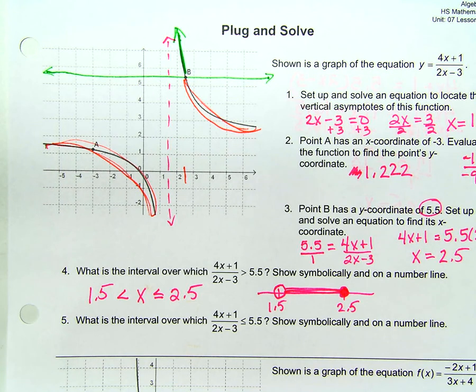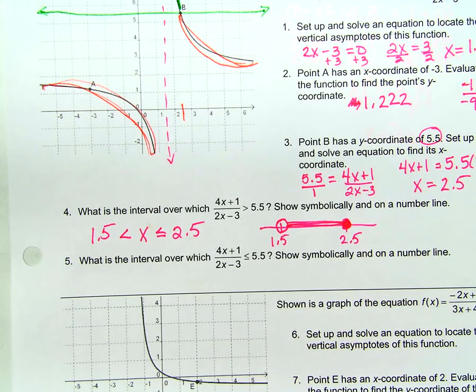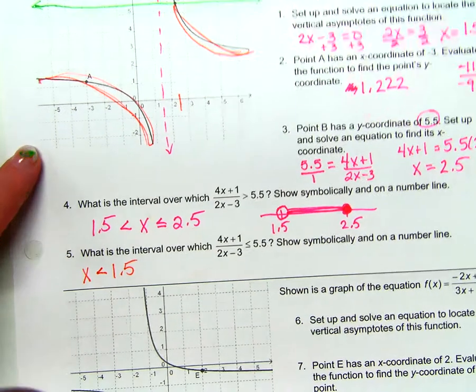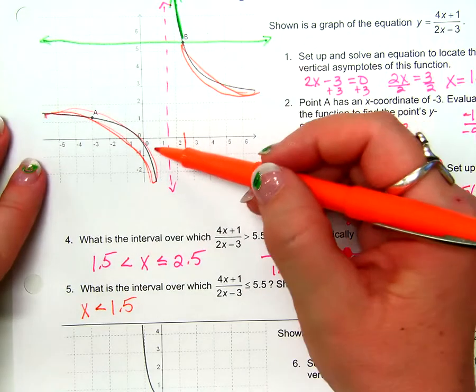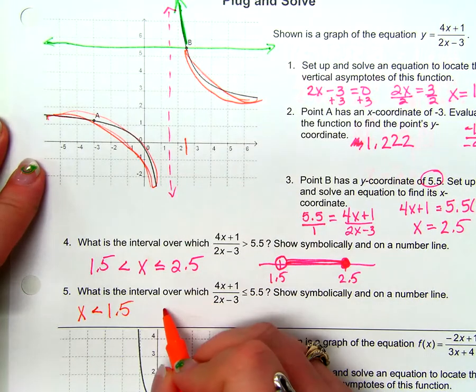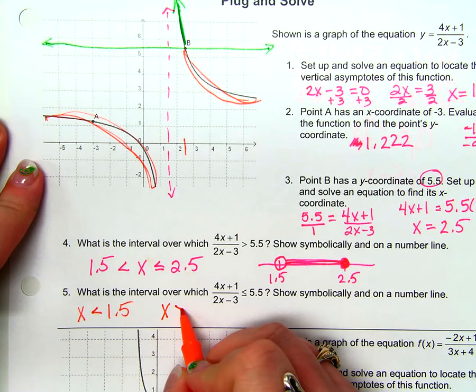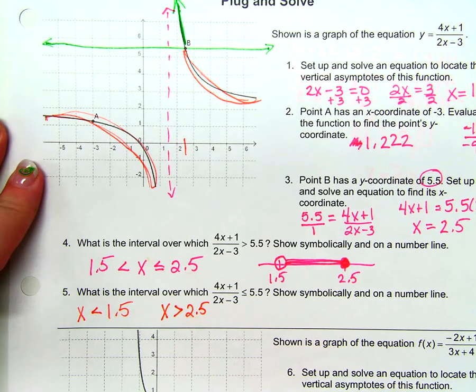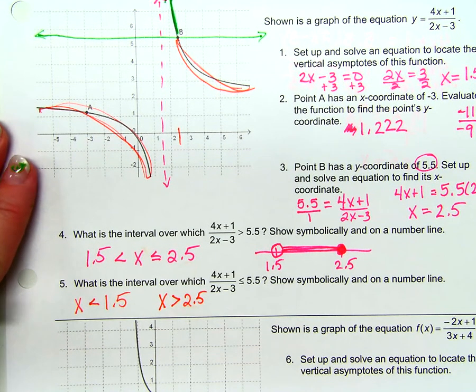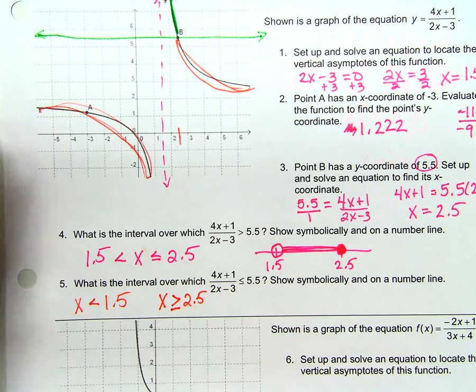Okay? So, this time my answer is going to look like everything less than 1.5. It's still less than because it still can't get to that asymptote, right? But it's all this part over here. And everything greater than 2.5. Wait, is that right? Can it ever get to 2.5? Yes. So yes, you're right. It absolutely should be greater than or equal to 2.5.